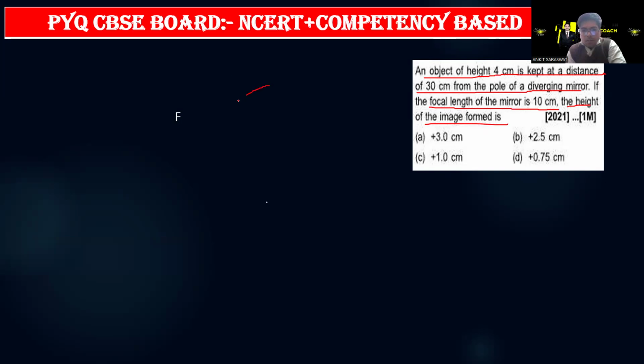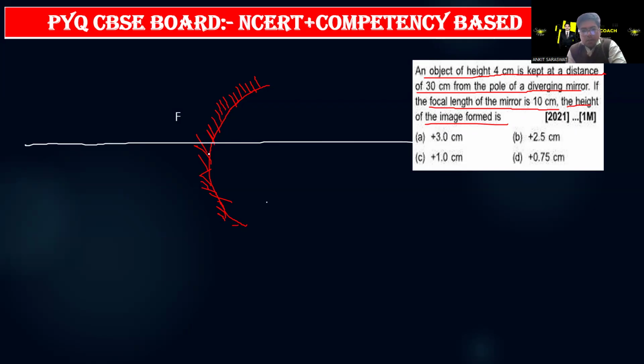So it is a convex mirror, like this. Clear? Like this. And this is the principal axis. If we draw, this is the principal axis. This is your pole. Okay, the object is placed, which has the height 4 centimeter. Okay, this is 4 centimeter.